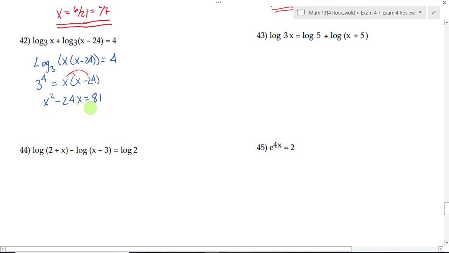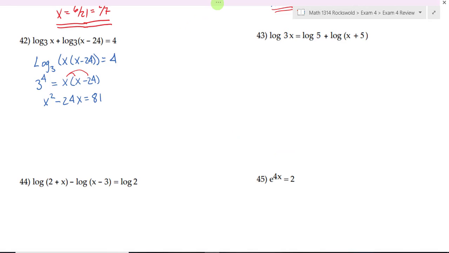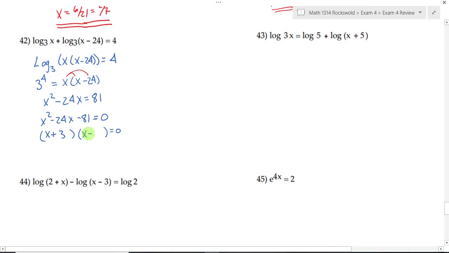Now we're left with a quadratic equation. How do we solve quadratic equations? Set it equal to 0. When I do that, that's going to give me x squared minus 24x minus 81 equals 0. This quadratic will factor. We have x plus 3 and x minus 27, because 3 times 27 is 81, a positive times a negative is negative, and negative 27 plus 3 is negative 24. That means that x is equal to negative 3 or x is equal to 27.